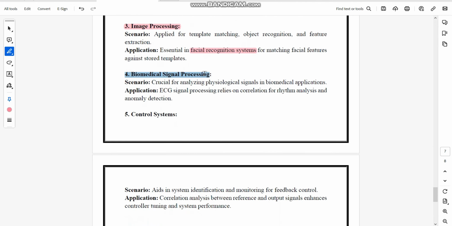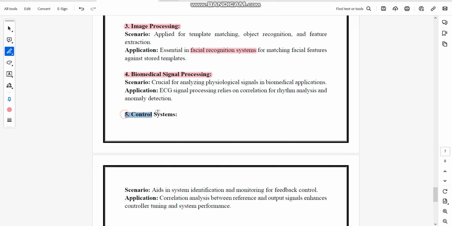Then comes biomedical signal processing. In biomedical applications, correlation is crucial for analyzing physiological signals. For example, ECG (electrocardiogram) signal processing involves correlating heartbeats for rhythm analysis and anomaly detection.